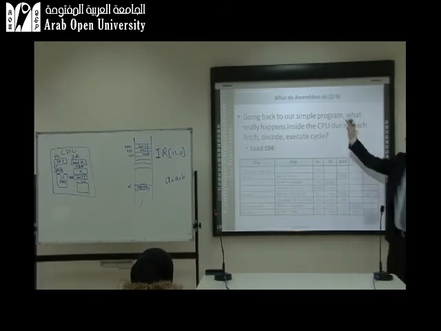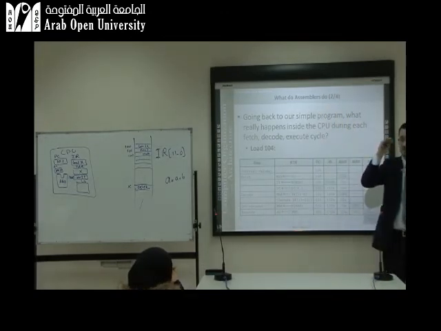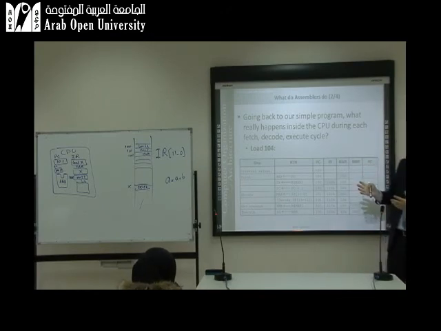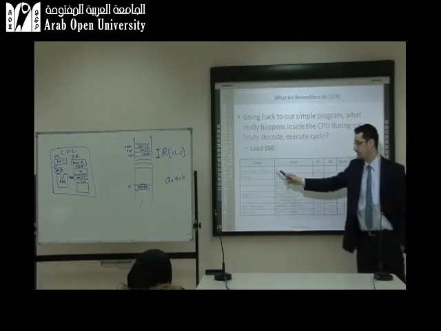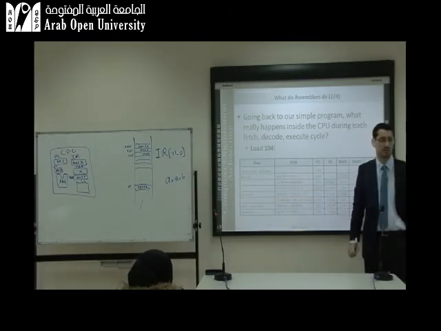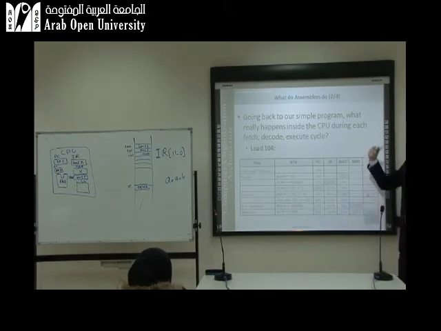So here, let's go back. Now we know what an assembler is. We've seen how fetch, decode, execute is done. Now we'll take another example. What I explained on the board is the same here, but in a table. You have all the registers and what happens during the fetch, decode, and execute cycle. I explained that, so I will take another example, just to show you how you can use the table.